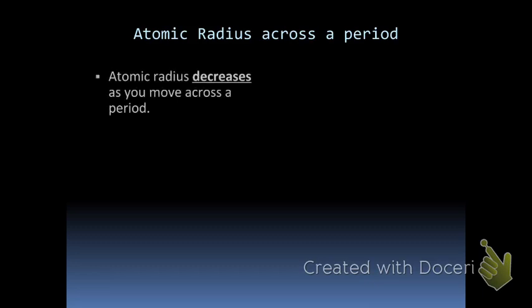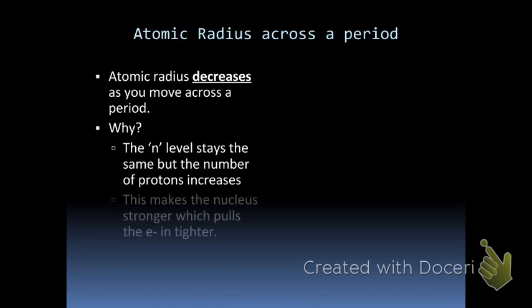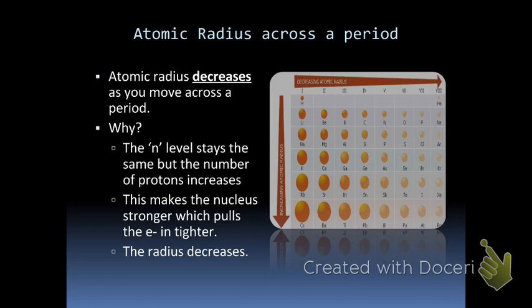So across the period, the atomic radius decreases as you move across the period. Why is this the case? Well, the number of energy levels stays the same, but as you move across, the atomic number increases, so there are more protons. Therefore, there's more positive charge, or more nuclear charge, which is holding on to those electrons more tightly. And so the radius decreases, so you can see here as you go across.